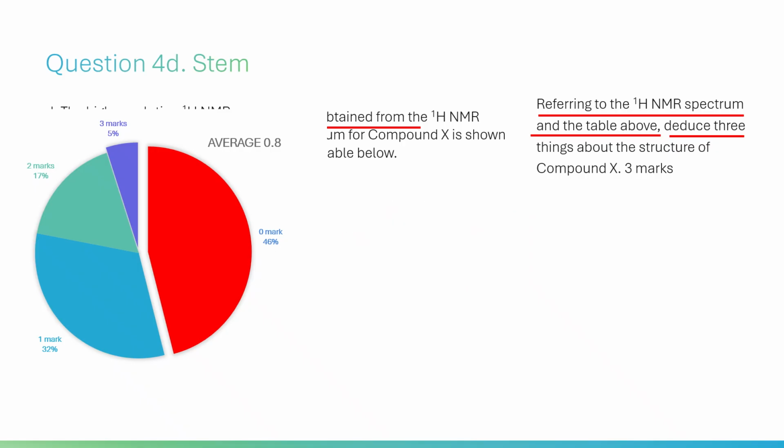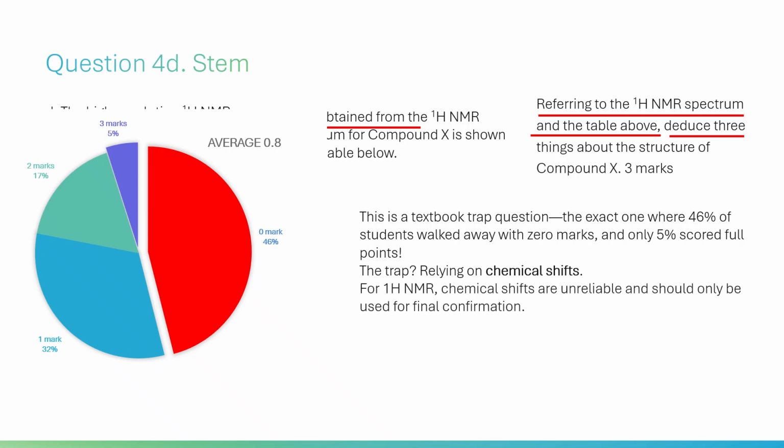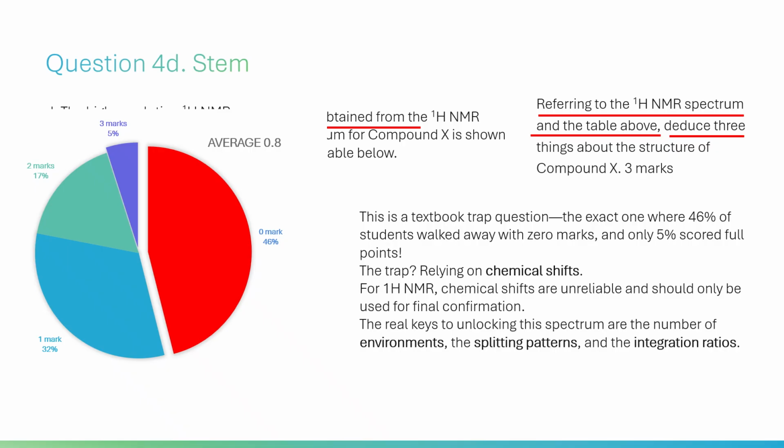only 5% scored full points. The trap? Relying on chemical shifts. For 1H NMR, chemical shifts are unreliable and should only be used for final confirmation. The real keys to unlocking this spectrum are the number of environments, the splitting patterns, and the integration ratios. Let's look at the data.